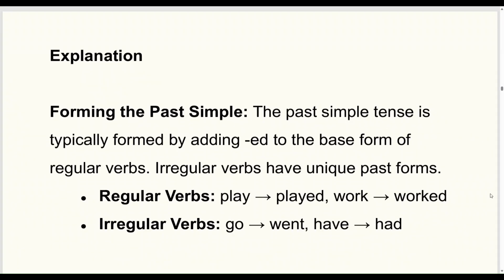So, to make past simple tense, we use the past form of the verb. Sometimes we add -ed at the end of the base form, and sometimes it's a completely different word. For example, the past form of play is played. Similarly, work, worked, but go, went, have, had. So go is the present form, and the past form, went, is completely different.